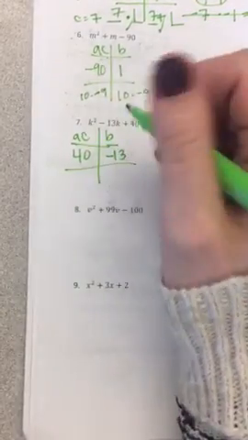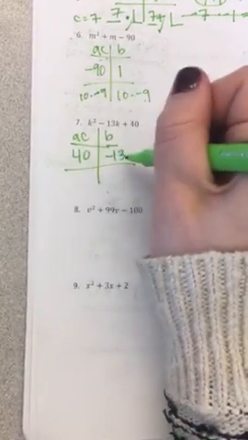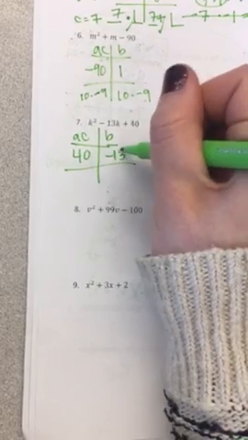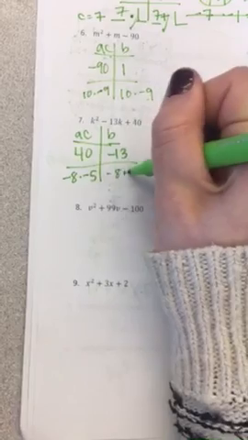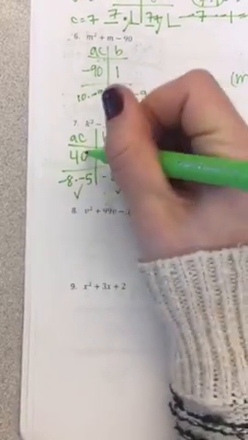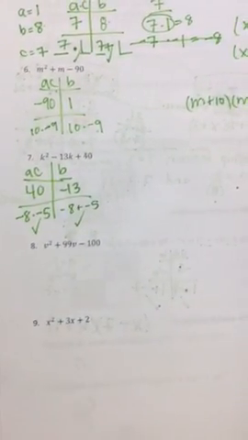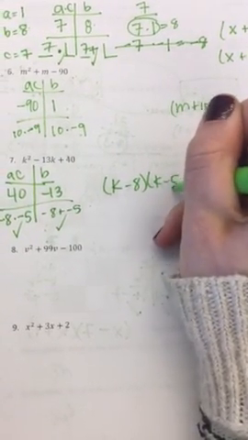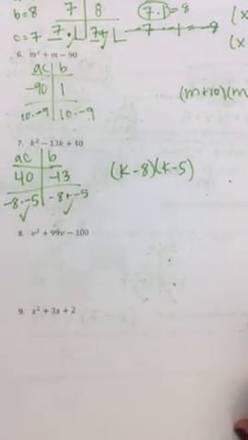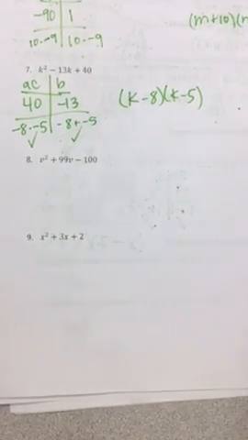You should have gotten what two numbers add to -13 but multiply to 40? -8 and -5. Two negatives multiply back to a positive, add to a negative. Your answer should have been k minus 8, k minus 5. Again, doesn't matter if you wrote -5 first. Try the next one.